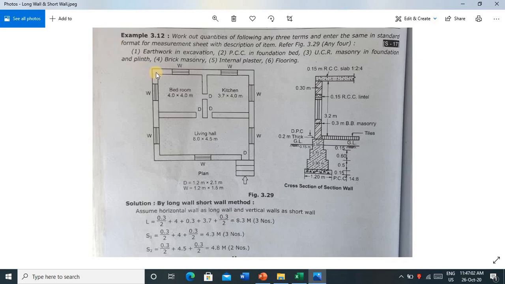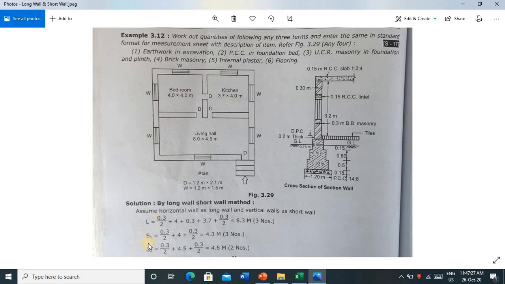So the length of the long wall is 8.3 meter, and it is calculated as 0.3 divided by 2 here, 0.3 divided by 2 here, 4 meter full plus 0.3 plus 3.7. And there are three long walls, so the number is written as 3.